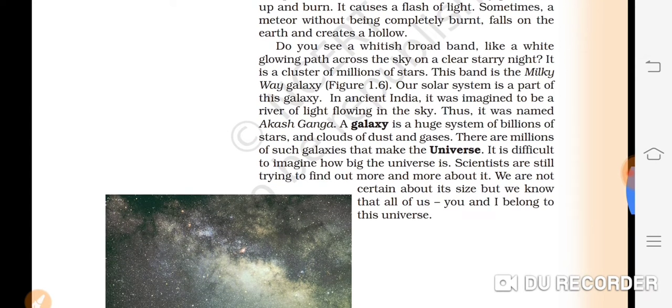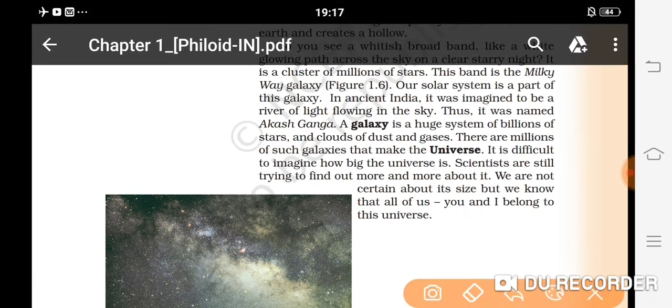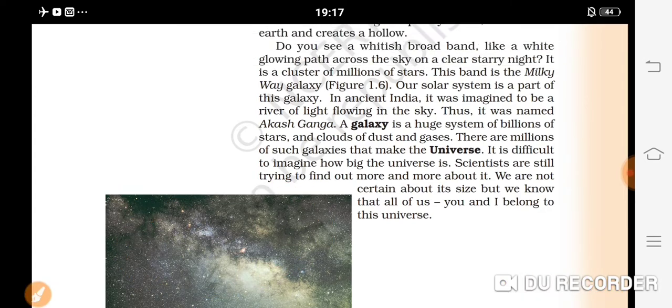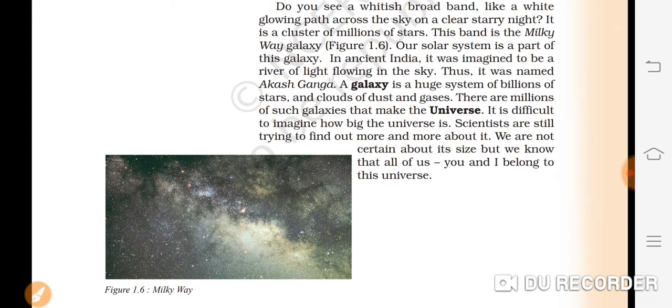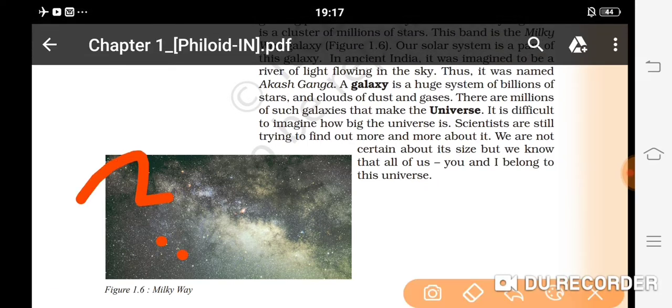Do you see a whitish broad band like a white glowing cloth across the sky? Sometimes you can see it clearly in a village. Our solar system is a part of this galaxy. In ancient India it was imagined to be a river of light flowing in the sky, so it was named Akash Ganga. So what is Akash Ganga?